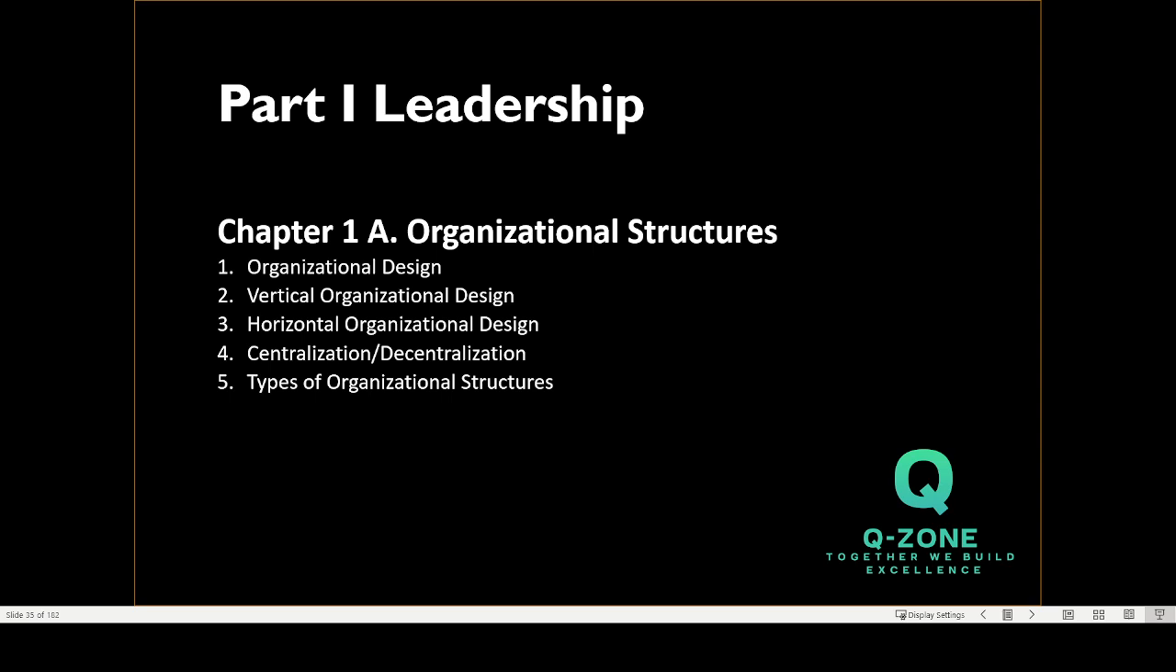Today's presentation is about Part 1 Leadership, Chapter 1A Organizational Structures, where we're going to study different designs of organizational structures, comparing centralization to decentralization, and finally, types of organizational structures.